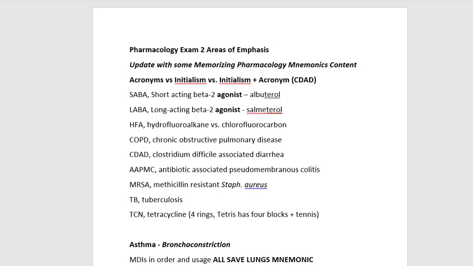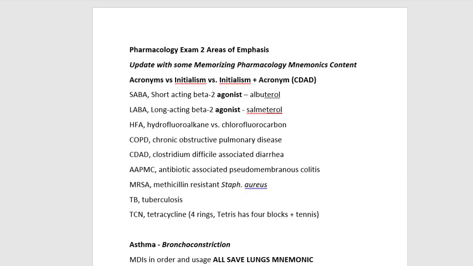Okay, this is the Pharmacology Exam 2 Areas of Emphasis Review, and I've updated this with some of the Memorizing Pharmacology Mnemonics book content. That book is really going to be a bridge between pharmacology class and taking the NCLEX, USMLE, or NAPLEX, and I only used a couple of the mnemonics in here because there's so much information.